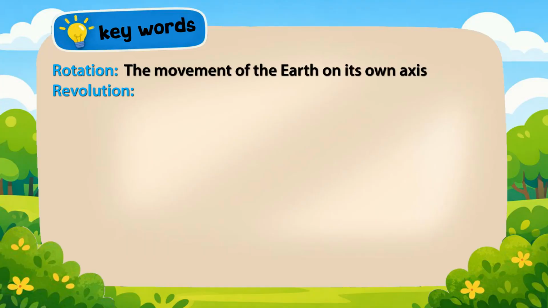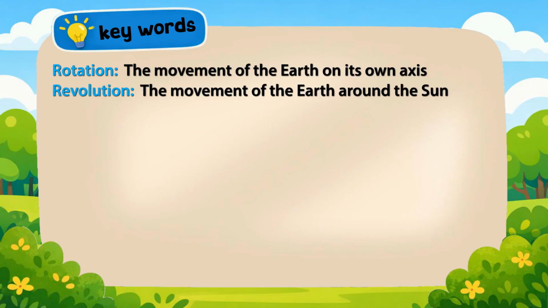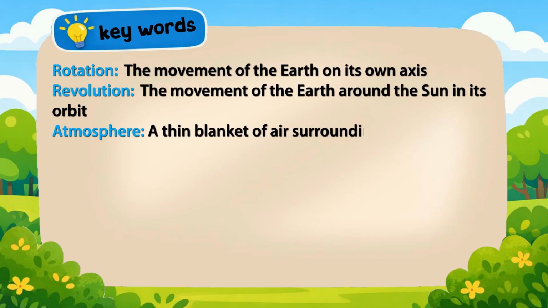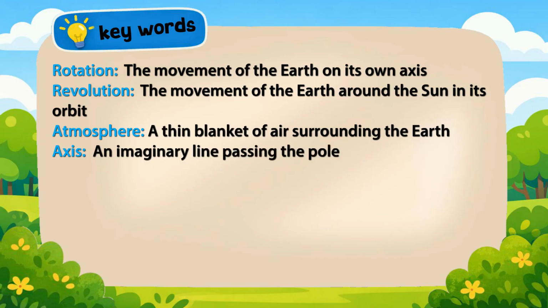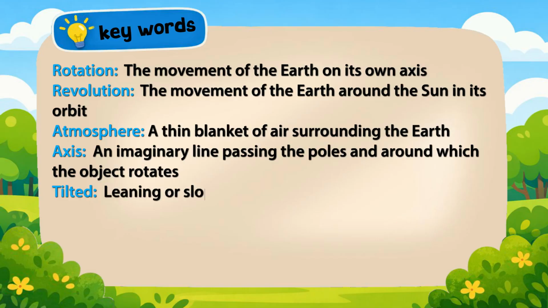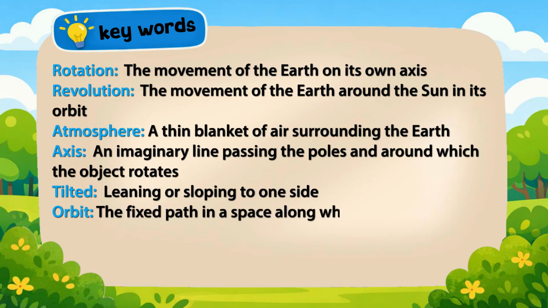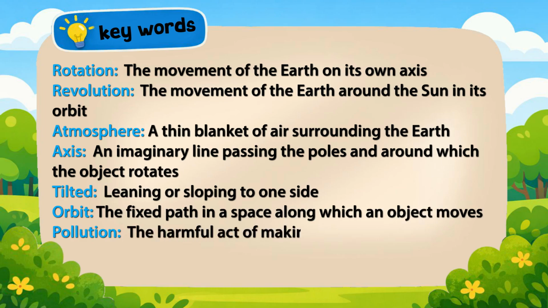Key words: rotation, the movement of the Earth on its own axis; revolution, the movement of the Earth around the Sun in its orbit; atmosphere, a thin blanket of air surrounding the Earth; axis, an imaginary line passing the poles and around which the object rotates; tilted, leaning or sloping to one side; orbit, the fixed path in a space along which an object moves; pollution, the harmful act of making air, water, and land dirty.